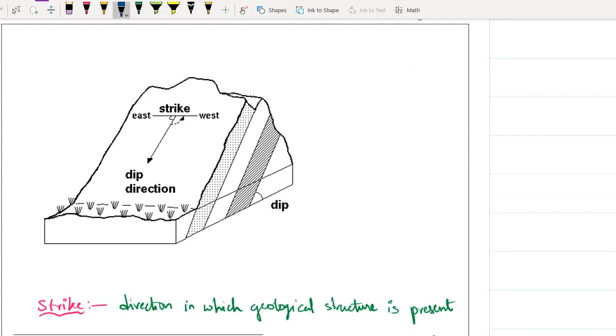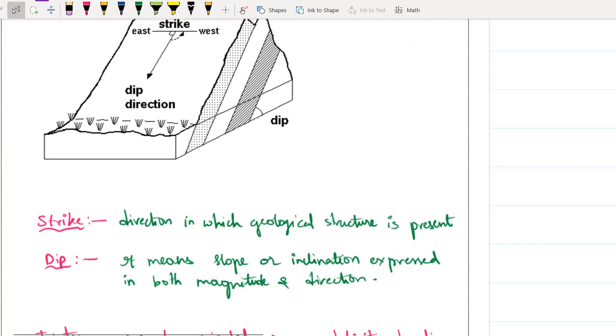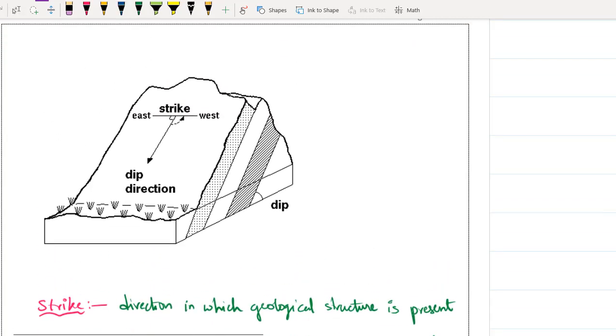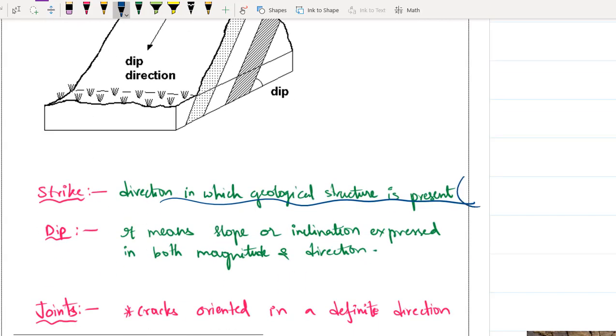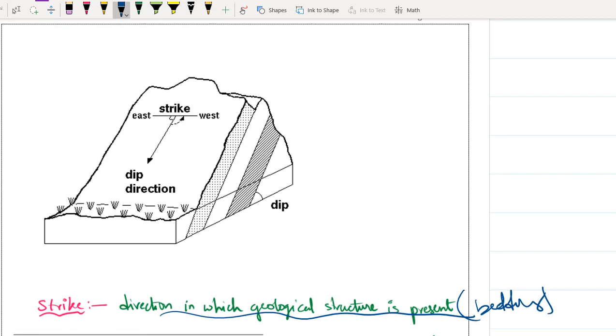Now next is a very important term, strike and dip. Okay, so when I am talking about strike, it gives the direction of the bedding plane. Write it down: direction of bedding plane, the direction in which a geological structure is present, or to be precise, the direction in which the bedding plane is present. So this will just give us the direction, like north-east, what are the coordinates like that.